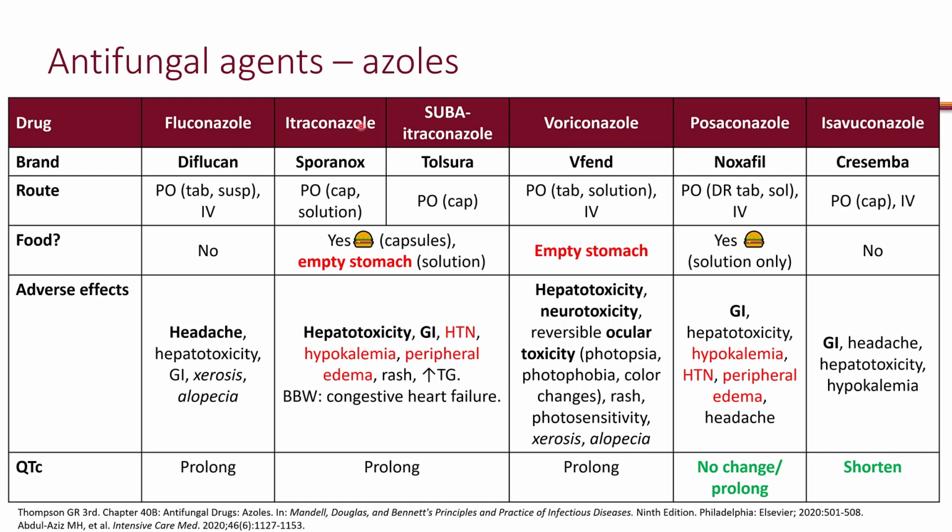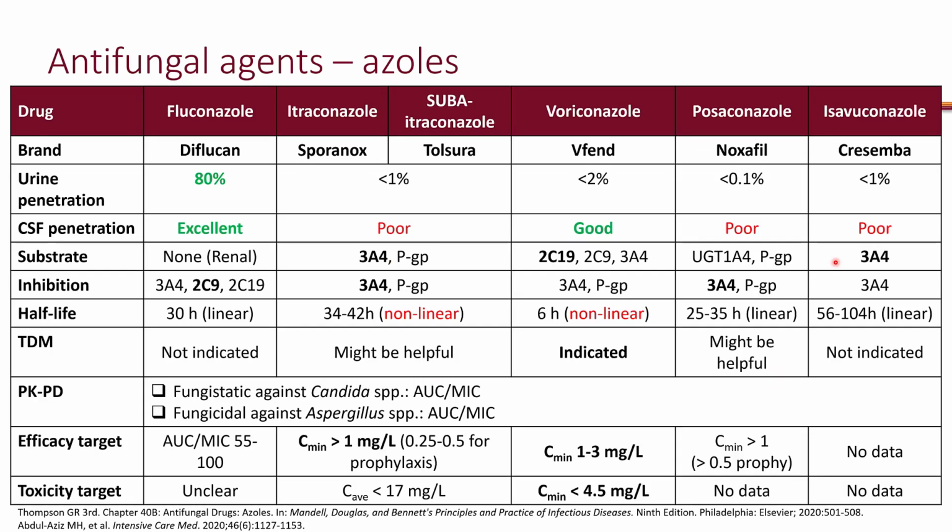Now, when you go from fluconazole all the way to isavuconazole, the price goes up because these are the newest agents. So fluconazole, itraconazole, pretty affordable. SUBA-itraconazole is very new, so this is very expensive. Voriconazole is somewhat affordable, but still kind of expensive. But posaconazole and isavuconazole are very expensive.